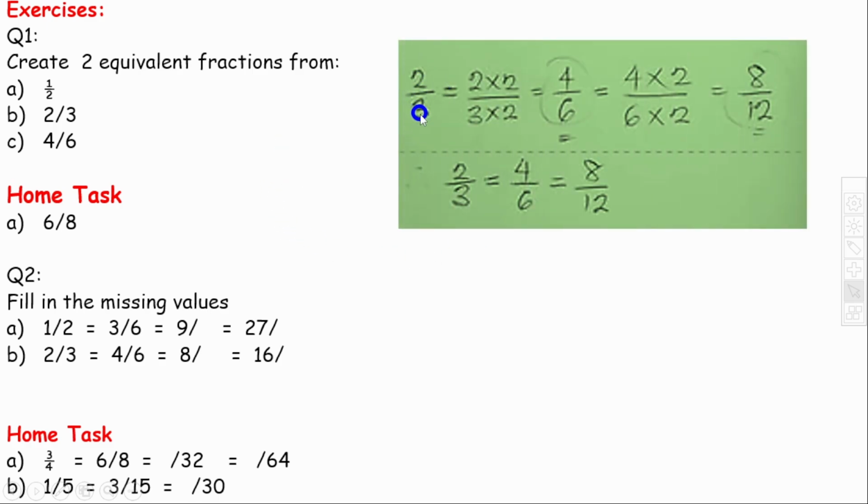2 all over 3. Now let's multiply the numerator and the denominator by 2. 2 times 2, 4. 3 times 2, 6. This is the first one. Then let's multiply it again by 2. 4 times 2, 8. 6 times 2, 12. Becomes 8 all over 12. So 2 all over 3 is equal to 4 all over 6 is equal to 8 all over 12. These are all equivalent fractions.